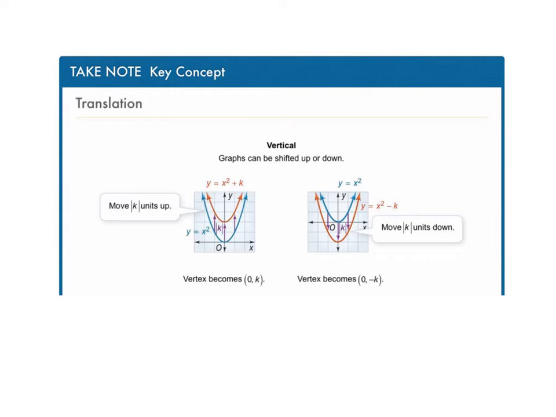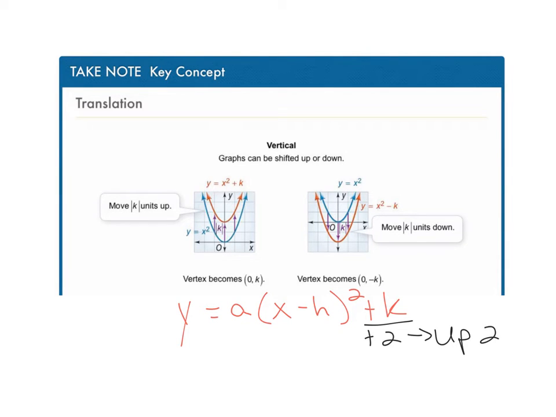We can also shift a graph up and down. Remember the equation y equals a times the quantity of x minus h squared plus k. The part that's going to shift it up or down is going to be at the end there, the k value. If that said plus 2, it would shift the graph up 2 units. If it said minus 2, it would shift it down 2 units. So that last number just talks about moving a graph vertically.